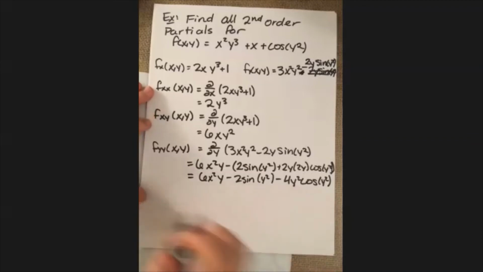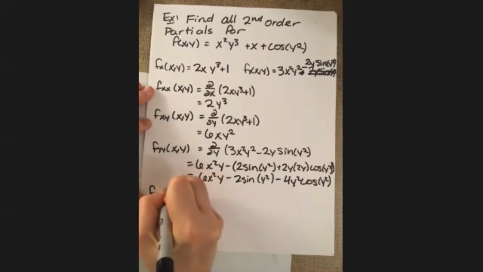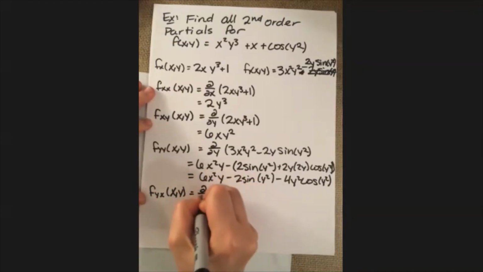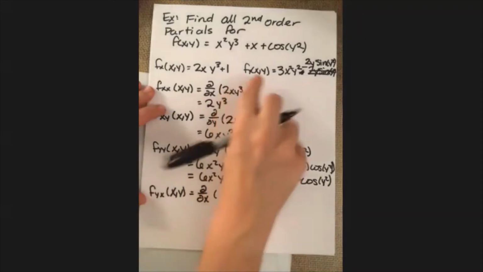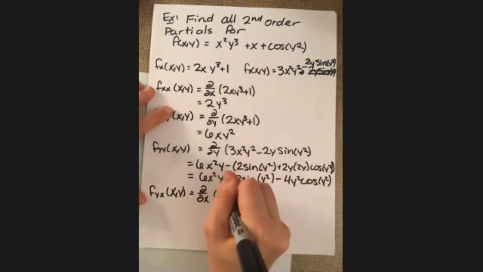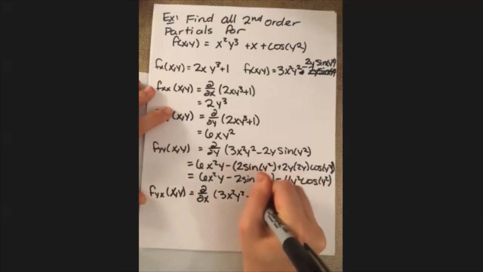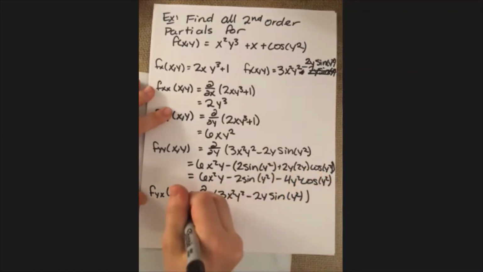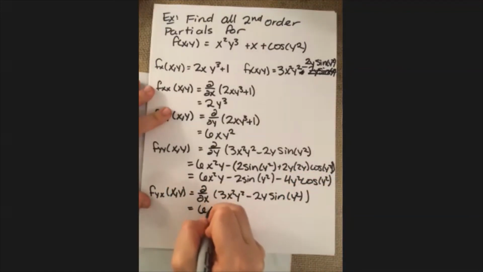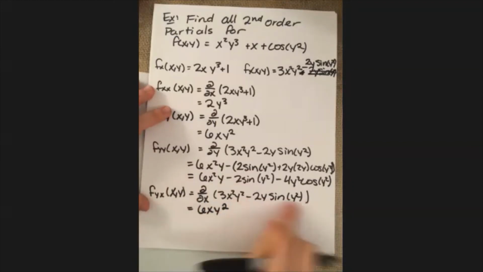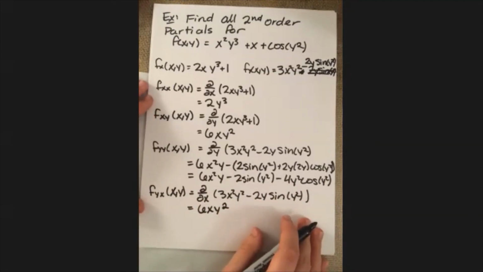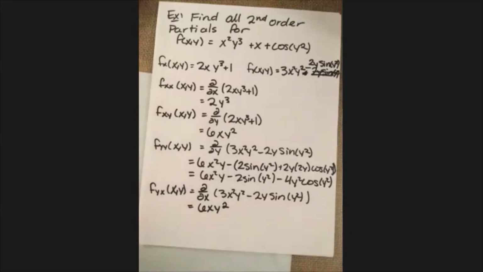And then finally, we have our other mixed partial fyx of xy. So that's the partial with respect to x of fy. So 3x squared y squared minus 2y sine of y squared. Okay, this piece right here just gives us 6xy squared. And then this piece right here, because it's everything in terms of y, it's just a number. So when we take the derivative with respect to x, it's going to go away. So yeah, that's pretty much all of the mixed partials right there.